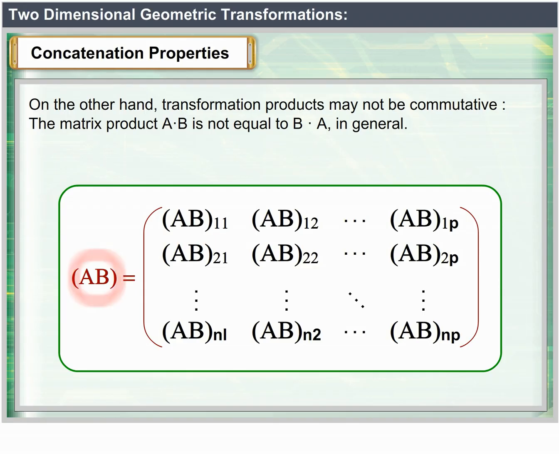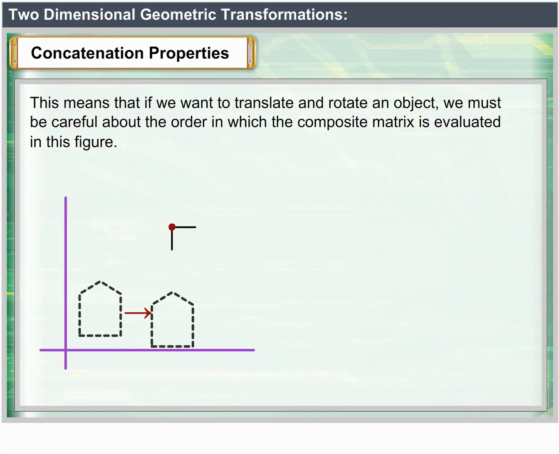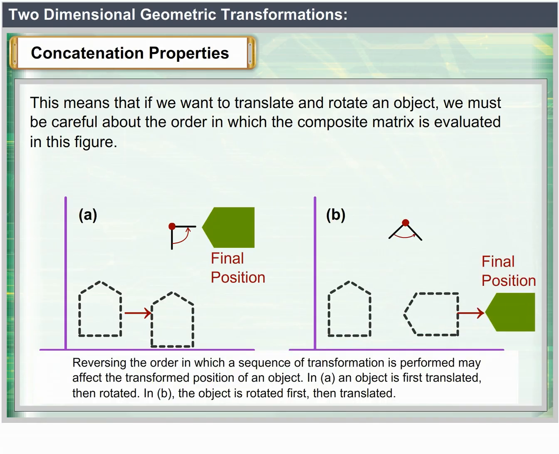On the other hand, transformation products may not be commutative. The matrix product AB is not equal to BA in general. This means that if we want to translate and rotate an object, we must be careful about the order in which the composite matrix is evaluated in the figure. Reversing the order in which a sequence of transformations is performed may affect the transformed positions of an object. In A, an object is first translated then rotated. In B, the object is rotated first and then translated.